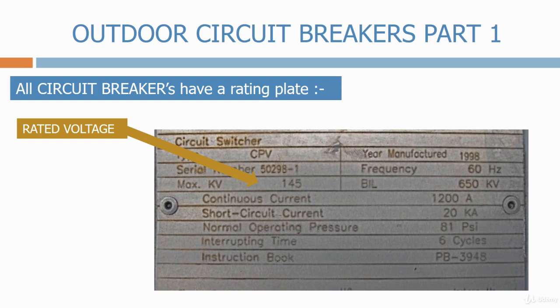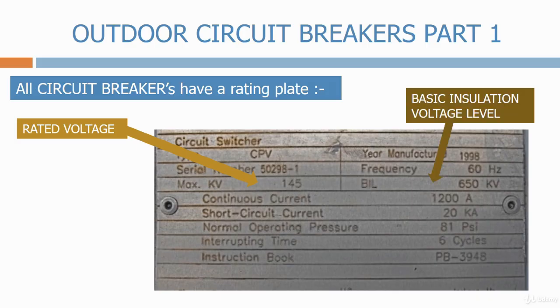The main impact of the system voltage on the circuit breaker design is how we decide to break the arc as the circuit breaker contacts separate. Next, we have the basic insulation voltage level, or BIL. The circuit breaker is not designed to make or break the basic insulation level voltage, but it does need to be able to withstand it, and the circuit breaker is tested at this voltage level in both the open and closed position.